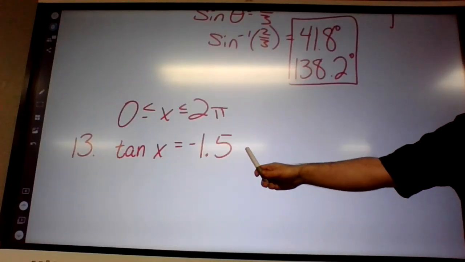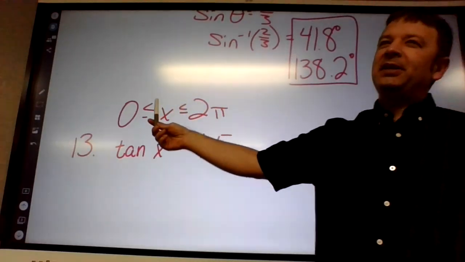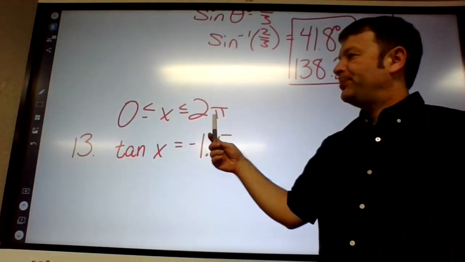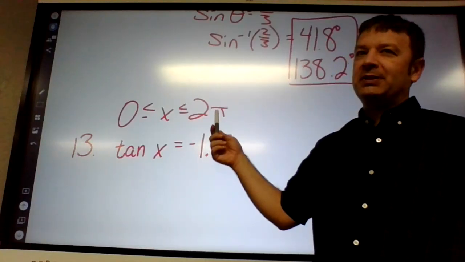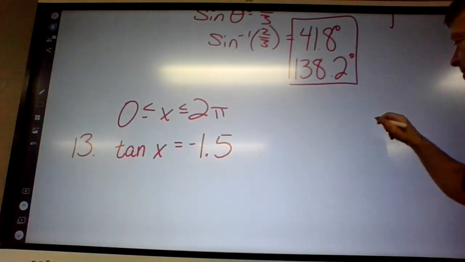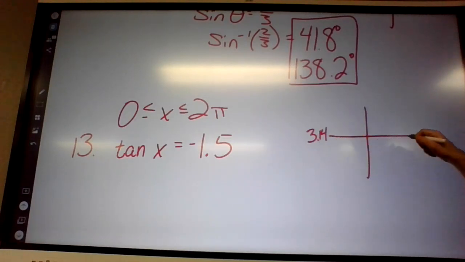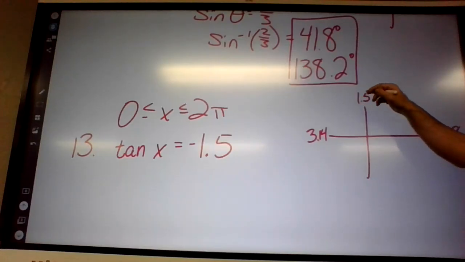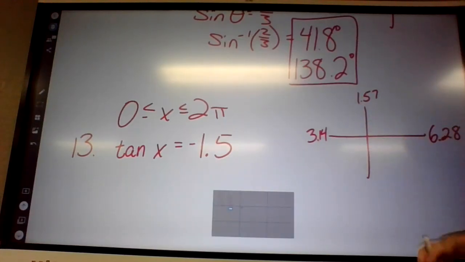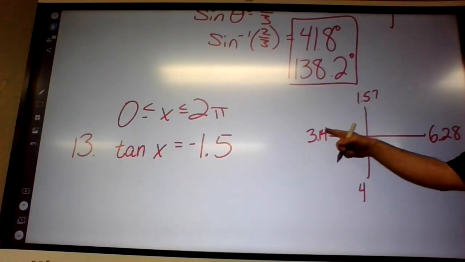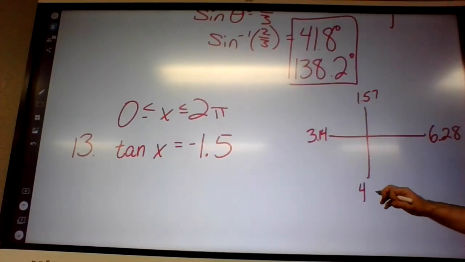Okay, on 13, they changed one little detail here. We're going from 0 to 2 pi, which means we're switching to radians. So on radians, remember what were the two numbers? It was like 3.14, 6.28. Well, I guess that can help us figure out whether it's a first or second quadrant angle. This plus that gives us this one, 4.71.